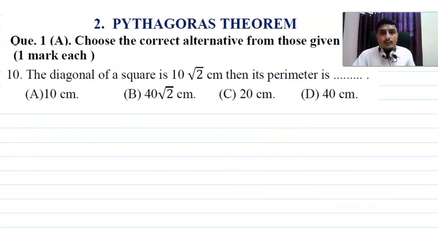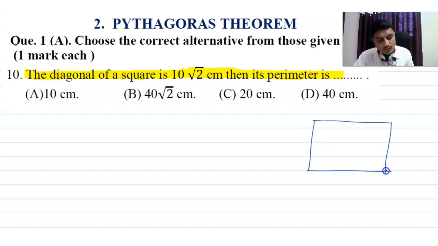Look at MCQ number 10. It is of the form: the diagonal of a square is 10 times root 2 centimeter, then its perimeter is. We have 4 choice codes. Among them we have to choose the correct one. So we have been given a quadrilateral as a square. Now what is meant by a square? If all sides of a quadrilateral are congruent and each angle is 90 degrees, then the given quadrilateral is said to be a square.